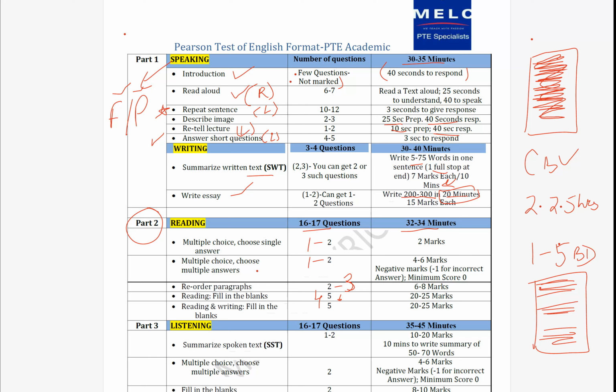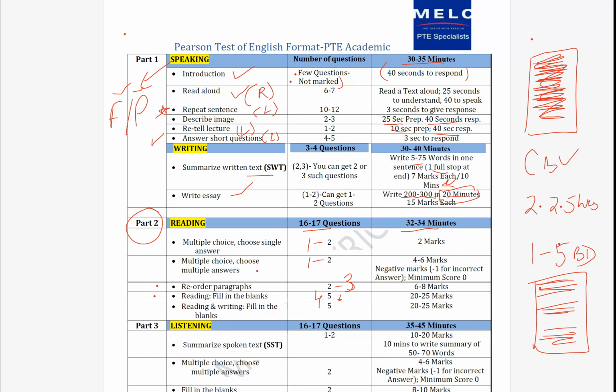You are familiar with multiple choice questions from your school. You are familiar with fill in the blanks as well, some of you, maybe not. But overall, these 3 questions are more challenging, and they're more important than the first 2. So you can see from the marks point of view as well. So these 3 questions are more important as they carry more marks. Okay, so that's pretty much the reading part.